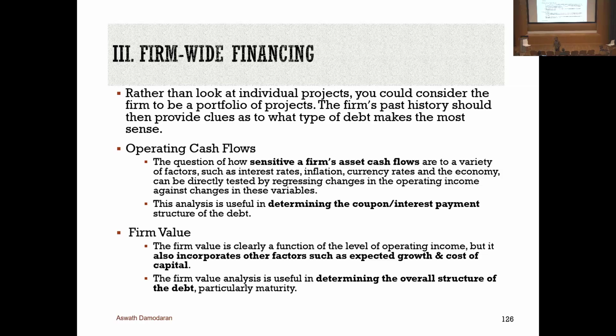And there are two dimensions on which I can look at my company. I can look at operating cash flows. Why? I want to see how much my income goes up and down. But I can also look at the value of my firm, which captures the present value of cash flows. So I'm measuring two different aspects of my firm, my year to year earnings and the value of my company.